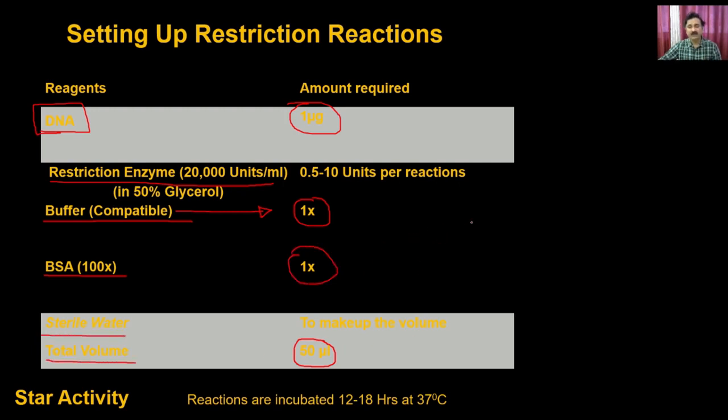And why should it be 50 microliter? Because the restriction digestion is a hydrolysis reaction where you require a large quantity of hydrogen and hydroxyl groups. Then you incubate the reaction for 12 to 18 hours at 37 degrees Celsius, and that is going to cut your fragment and give you the sticky ends.